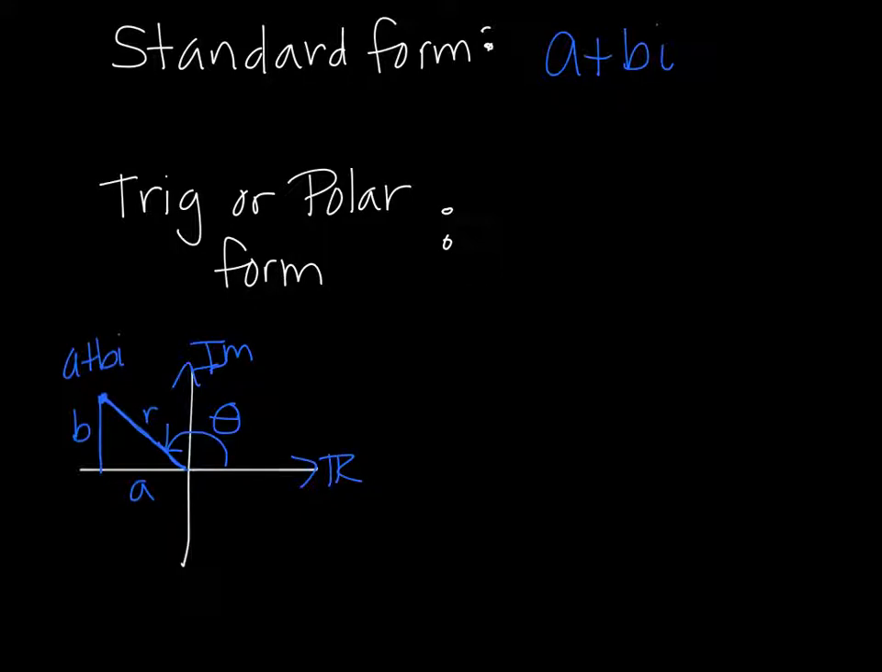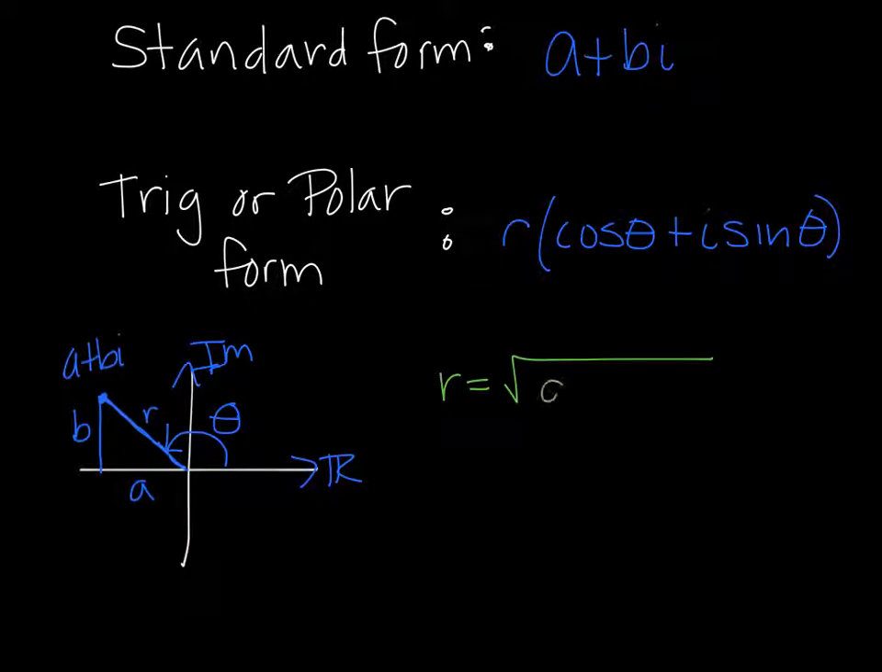Okay, so here's how polar form goes. I'll just write it up here first. So polar form looks like this. It's r times the cosine of the angle plus i sine of the angle. Okay, so let's talk about where that comes from. So we already know that r can be found by taking the square root of a squared plus b squared.